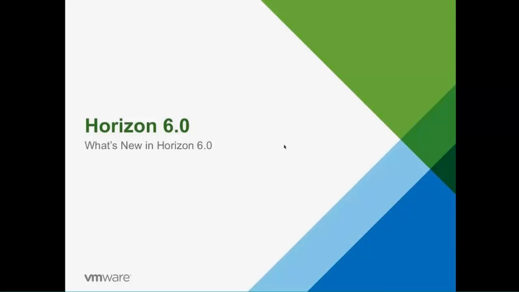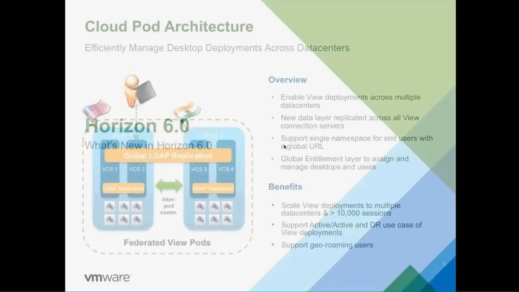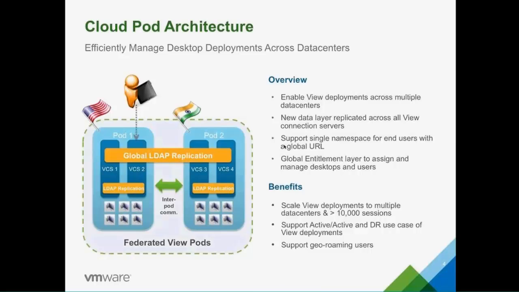So 6.0, what is new in Horizon 6? This one's one of my favorites. In Horizon 6.0, we are introducing the idea of extending the cloud pod architecture. So what does this mean? The idea is that we want to ensure that every user has as clear, seamless, low-latency, highly performant an experience with their virtual desktop environment as is possible, right?